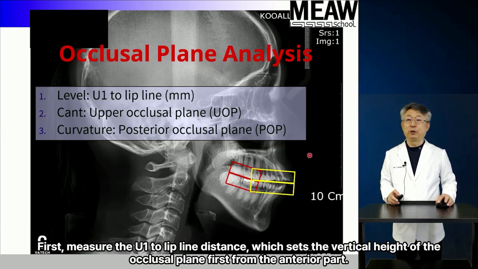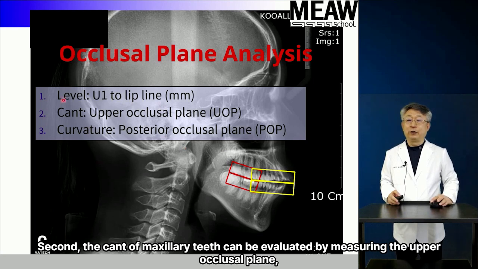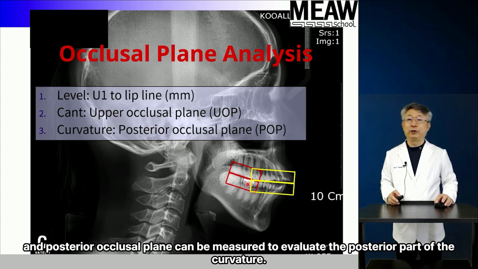First, measure the incisor-to-lip line distance, which sets the vertical height of the occlusal plane first from the anterior part. Second, the cant of the maxillary teeth can be evaluated by measuring the upper occlusal plane, and posterior occlusal plane can be measured to evaluate the posterior part of the curvature.